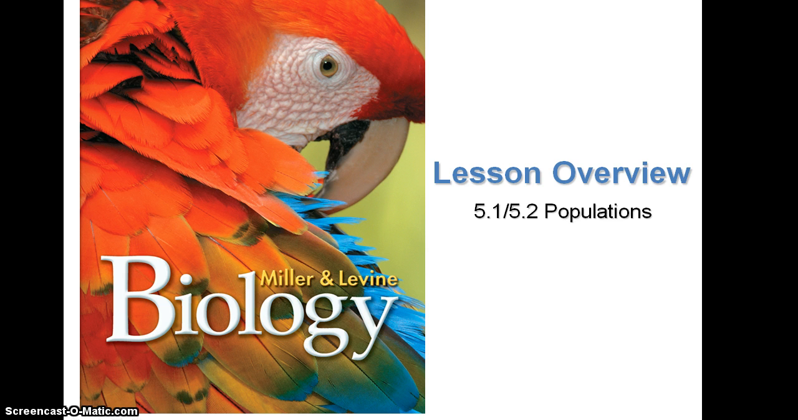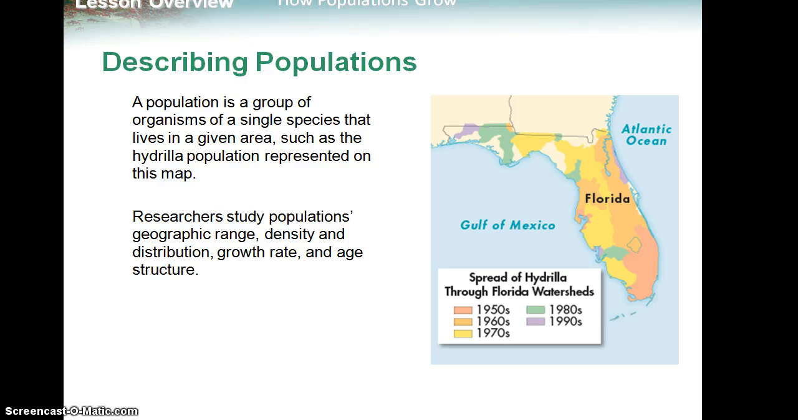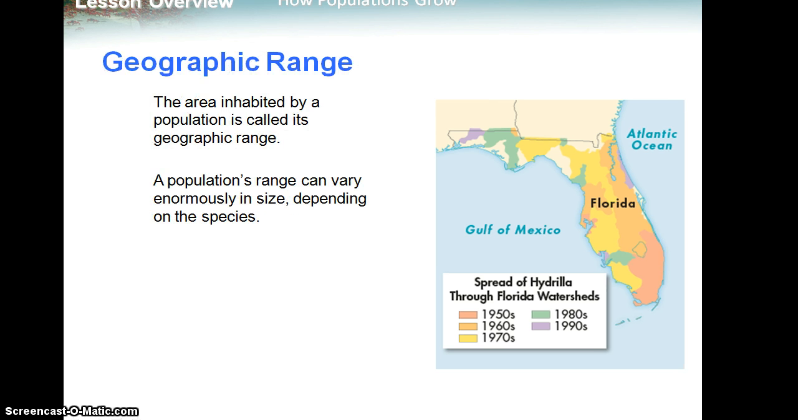We should be able to define the word by now, but today I want to talk about how we describe populations as a scientist. When we describe populations, we want to include several things about that population. One is geographic range, the density of a population, or how many individuals there are in that population, the distribution, or how they are spaced out amongst that geographic range, their growth rate, and then their age structure. All of those 5 things are very important to describing a population within its habitat.